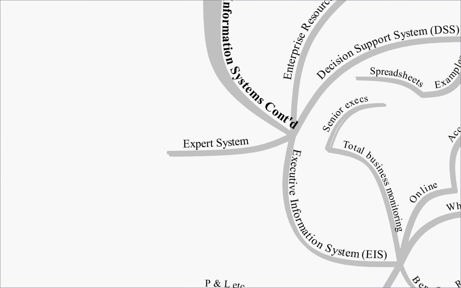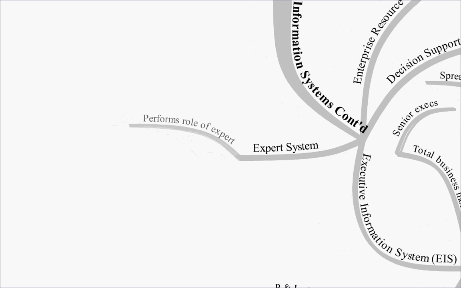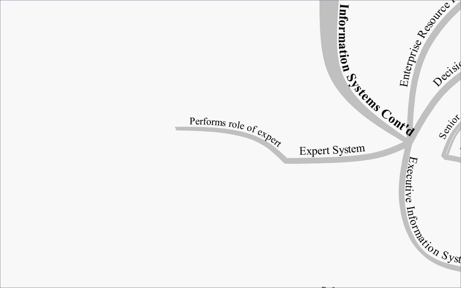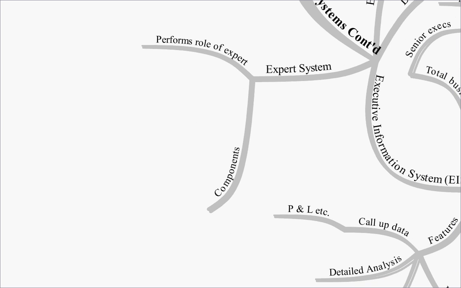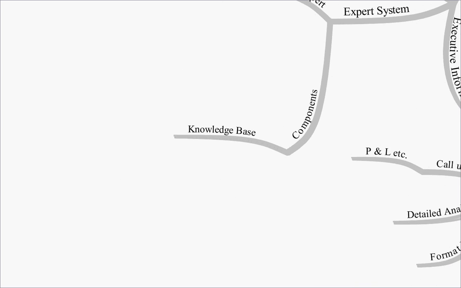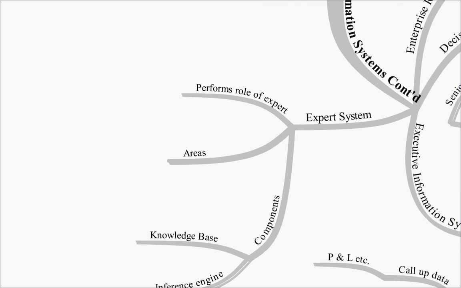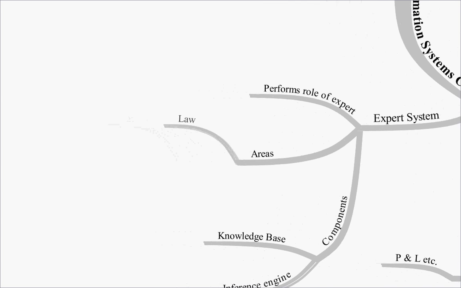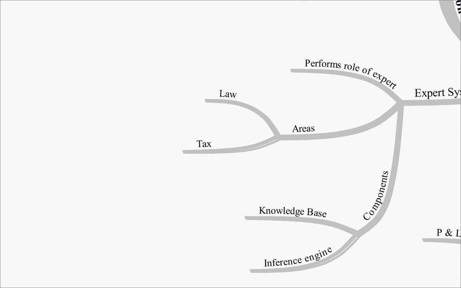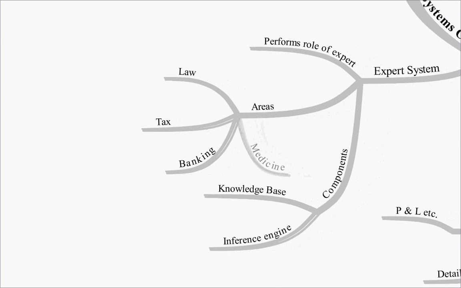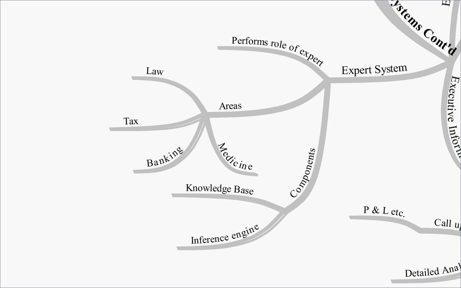This brings us on to expert systems. Basically this just performs the role of an expert. The components of this will be a knowledge base, which will be contained within the system, and an inference engine, which depends on the inputs that you put in. The different areas of an expert system are in law, in tax, in banking, and in medicine, and really it performs the work that you would otherwise have to get from an expert, but it won't replace an expert. It just performs at a basic level.